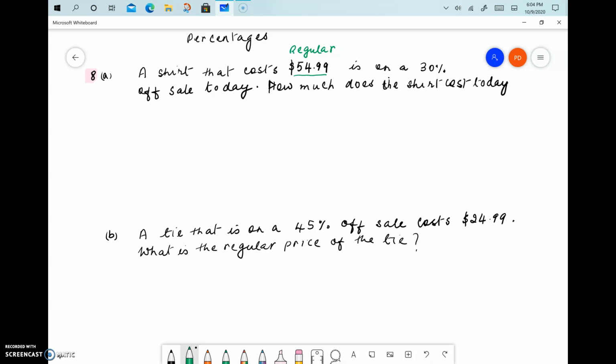So the cost of the shirt today will be, let's say, 100 minus 30, which is equal to 70% off the regular price. So that's what it's going to sell for today. 70% off $54.99. So the sale price is going to be equal to 70% off $54.99.